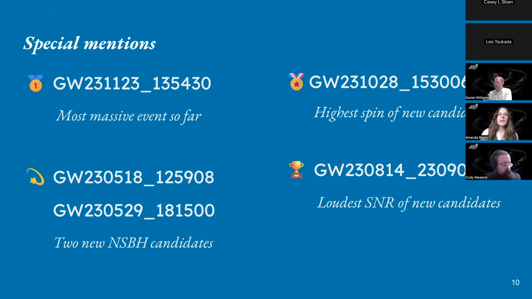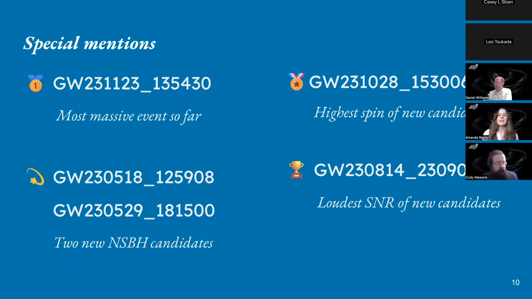And then the next two that I want to mention are the two new neutron star black hole candidates, so 230518 and 230529. Then we also have within the catalog itself the highest spin of our new candidates, which belongs to GW231028. And then the loudest signal to noise ratio of our new candidates belongs to 230814. And signal to noise ratio is basically just the strength of the signal compared to the strength of the noise. A higher SNR means a louder, more significant detection.